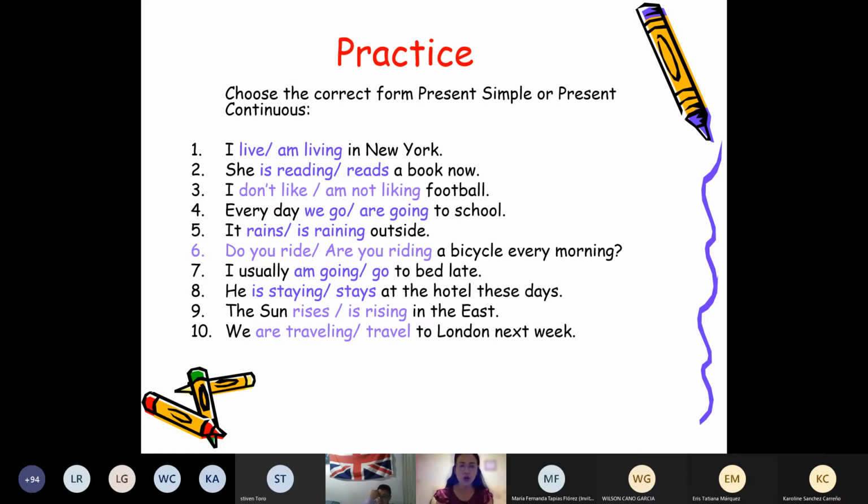He's staying or he stays at the hotel these days. What is the appropriate one? The present continuous or the present simple? Remember, at the hotel these days is a temporary action, not a permanent action. Maria Fernanda Tapias?